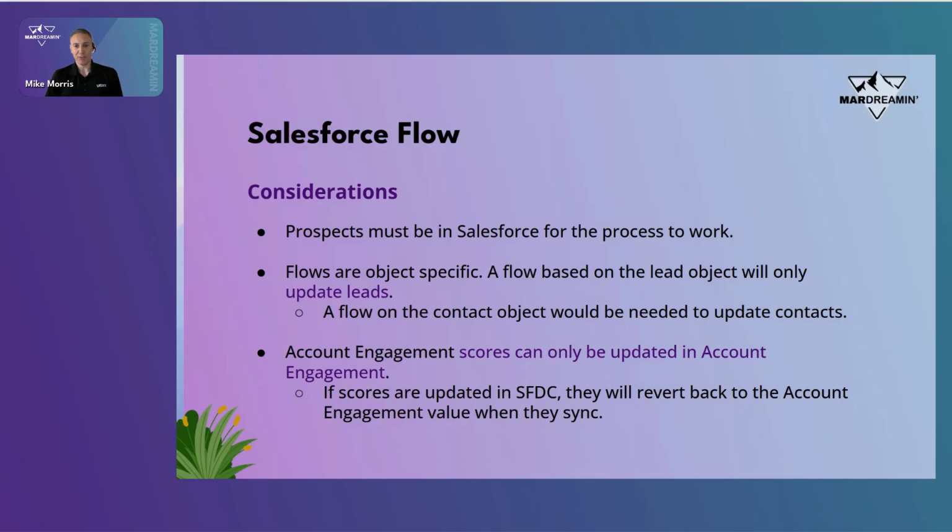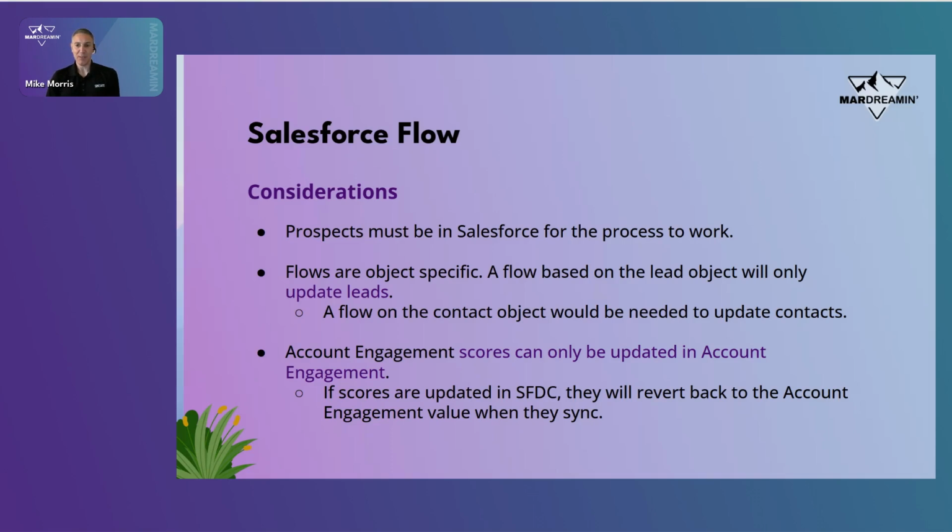Flows are also object specific. For those working inside Account Engagement exclusively, this is a key consideration. We're used to prospects inside Account Engagement, and Engagement Studio programs impact both. Inside Salesforce, flows are object specific. So if we build a flow on the lead object, it's only going to update records on the lead object. If we want to also look at contacts, we have to have a flow running on the contact object as well. So that's really, really important here.